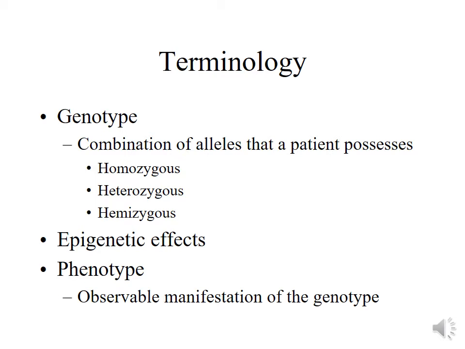And finally, there is the phenotype. It's very important to become comfortable with this term. The phenotype is the observable manifestation of the genotype. Primarily, the phenotype is due to the sequence of a particular allele, but as we said earlier, environmental factors and epigenetic factors can also affect the given phenotype.